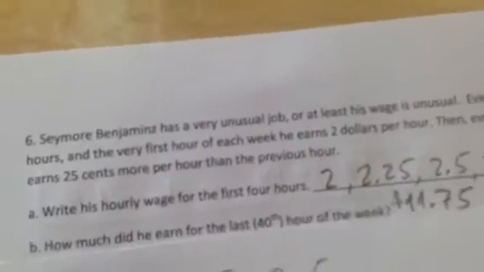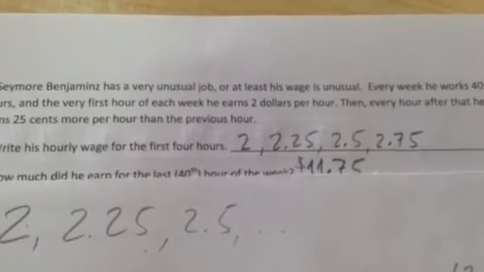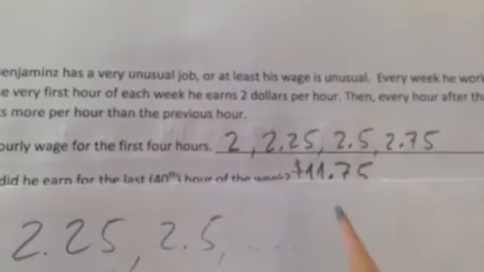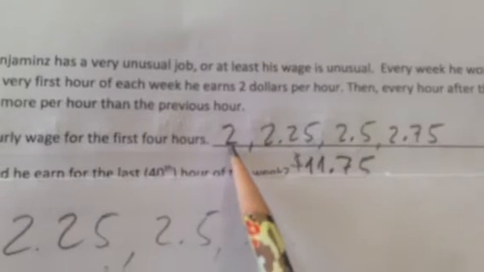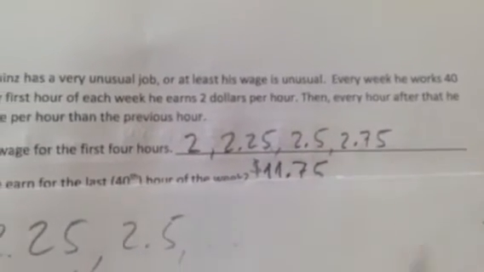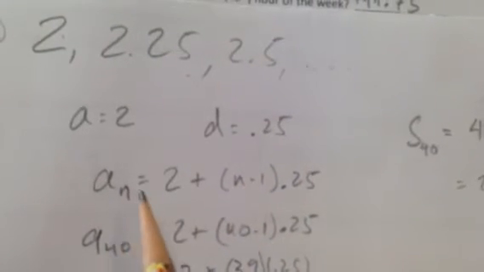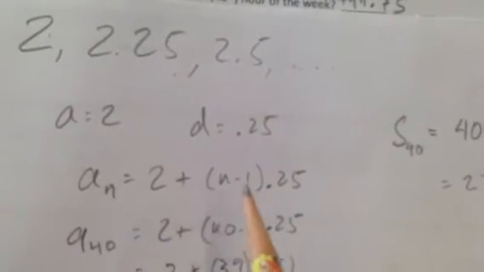Let's flip it over, do the next problem, which is the problem about Seymour Benjamin's. Let's take a look at that right here. So Seymour Benjamin's has this weird job where his hourly wage increases by 25 cents every hour. So his first hour's wages are $2 an hour, $2.25 an hour, $2.50 an hour, and $2.75 an hour. So that's an arithmetic sequence where my A is 2 and my D is 0.25. So the formula for that, the nth term formula, would look like this.